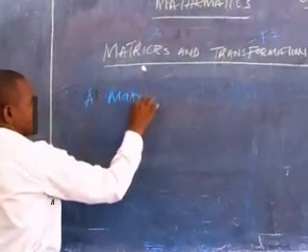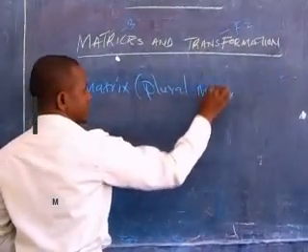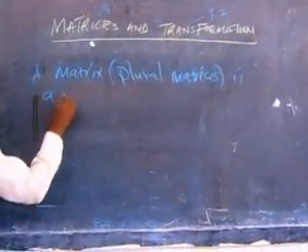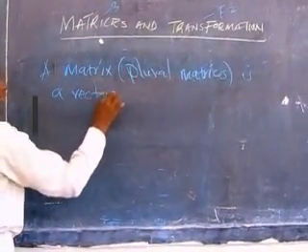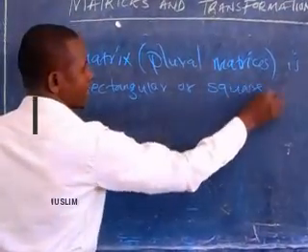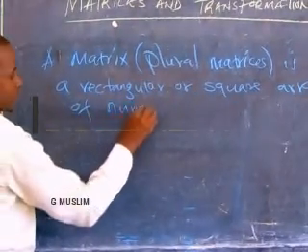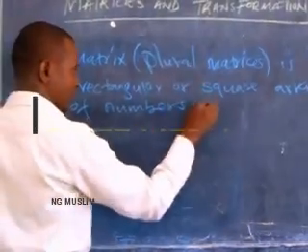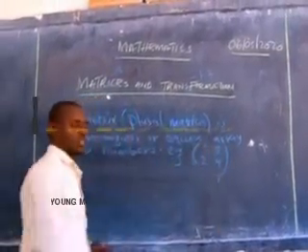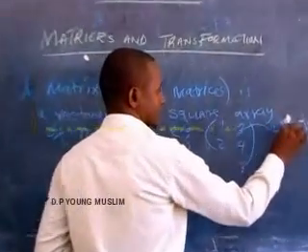Therefore, a matrix, in plural matrices, is a rectangular or square array of numbers, e.g., as we learned in Form 3. And these numbers, we refer to them as elements of the matrix.